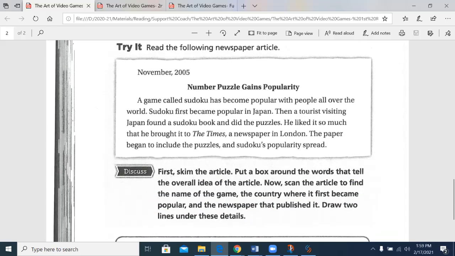Let's read the following newspaper article from November 2005. Number puzzle gains popularity. A game called Sudoku has become popular with people all over the world. Sudoku first became popular in Japan. Then a tourist visiting Japan found a Sudoku book and did the puzzles. He liked it so much that he brought it to the Times, a newspaper in London. The paper began to include the puzzles, and Sudoku's popularity spread. What is the overall idea? A game called Sudoku has become popular with people all over the world.